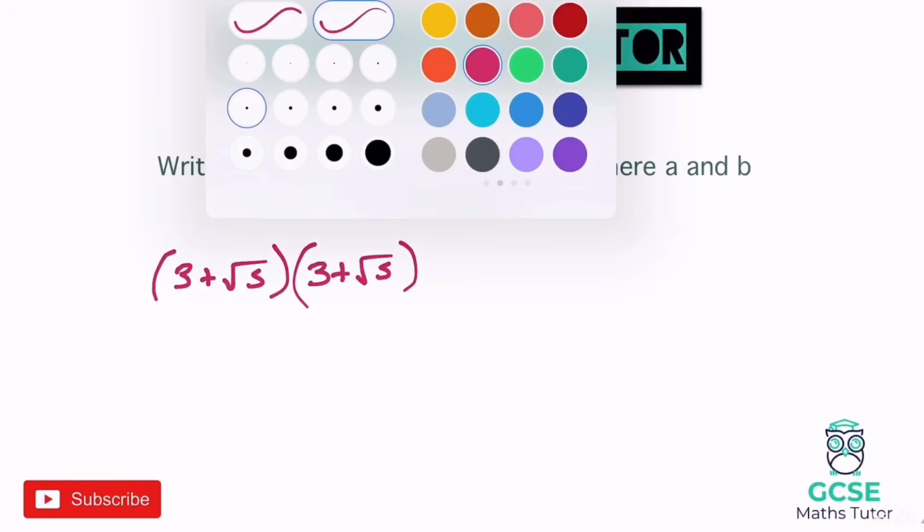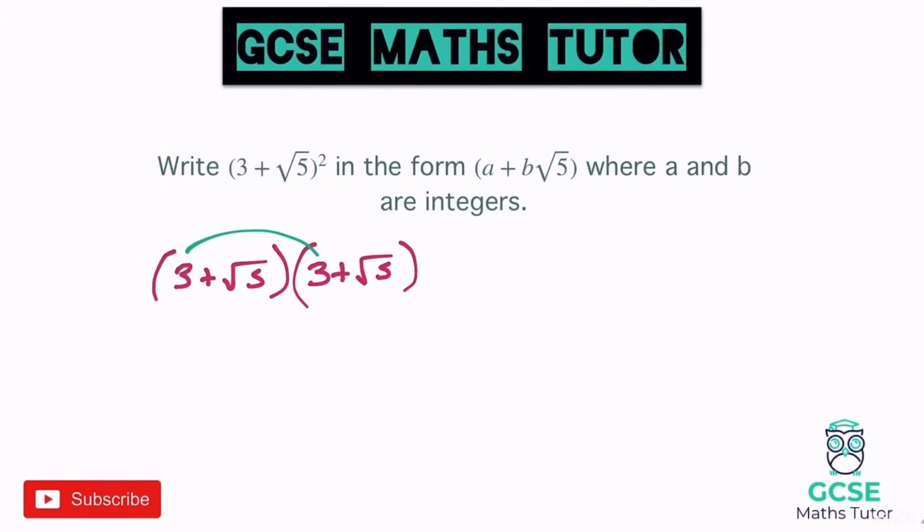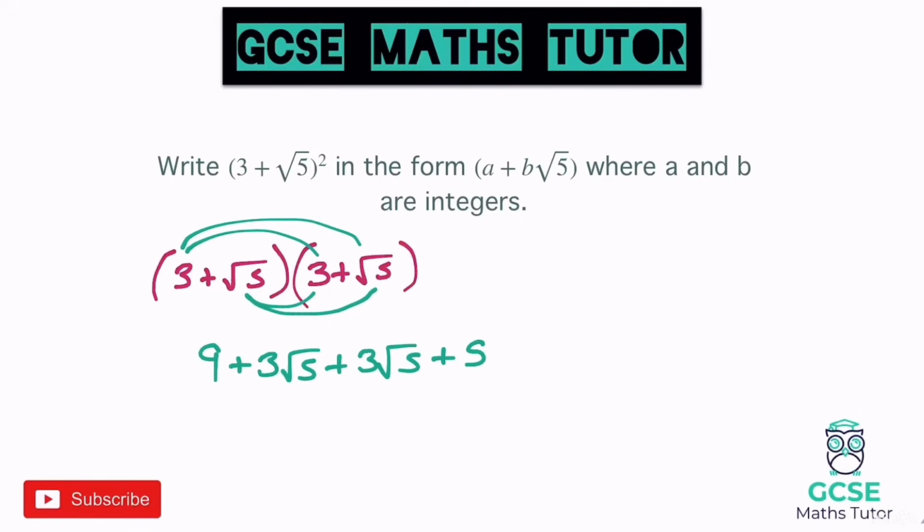So lots of little surd rules going on in this one. So 3 times 3 gives us 9. 3 times root 5 is 3 root 5. Root 5 times 3 is another 3 root 5. And then root 5 times root 5 is root 25, and it just becomes 5. Remembering similar surds, the exact same surds, when you multiply them together, become the whole number. And if we simplify all this down, 9 and 5 makes 14.